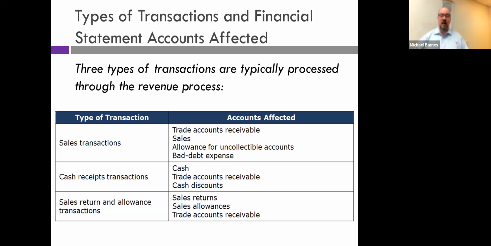Usually, that's going to be the allowance for doubtful accounts that we create, which is a contra asset, and that's offset by the bad debt expense. So we create the bad debt expense to replenish that allowance for uncollectible accounts, and then it gets written off as accounts become uncollectible.